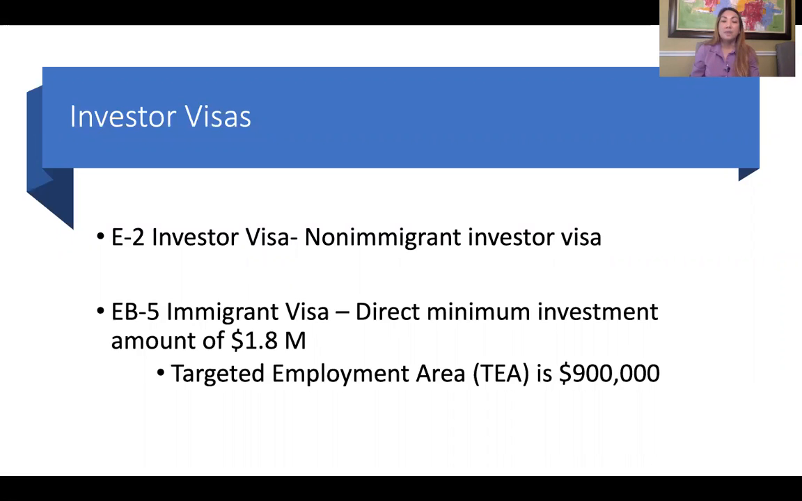There are two types under the EB-5 immigrant visa category: direct investment, where the minimum amount is 1.8 million, so there's a set minimum amount of investment required. And then the other one, which is a lower investment, is the investment in a targeted employment area, and the minimum investment there is $900,000.